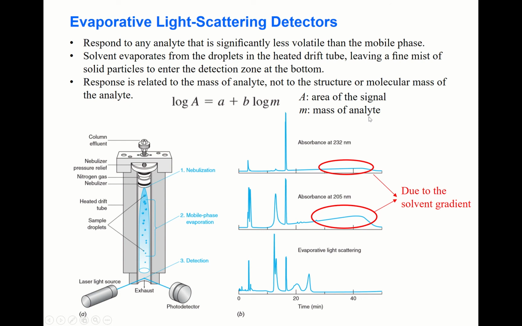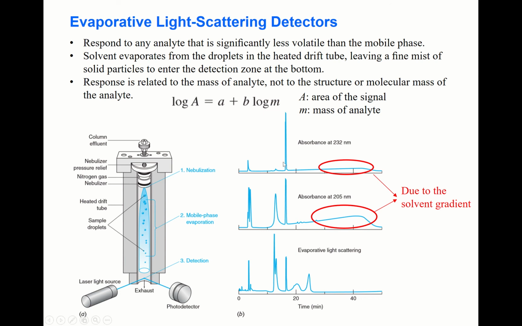So as you may know, scattering depends on the size of the particle. Size of particle may be approximately proportional to the mass of an analyte. The scattering effect doesn't have any relation with the molecular structure. So with this detector you can detect any molecules, even molecules that don't have any UV absorption.